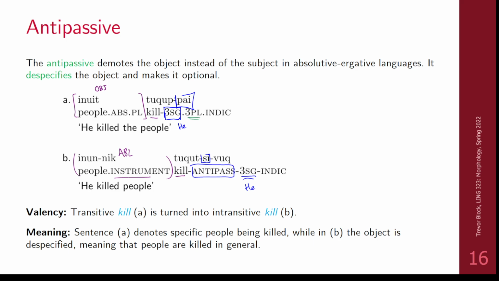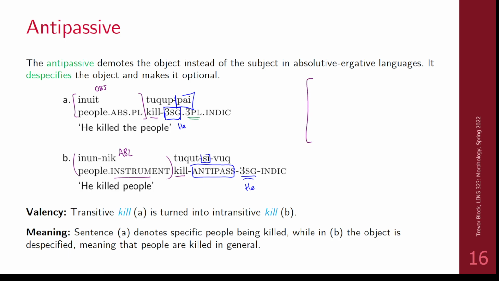Now, what does this do in terms of meaning? Well, it's very different from the passive. In terms of the antipassive, if you have an active sentence that specifies a group, what the antipassive does is it de-specifies that group. So it says it's not these specific things that you kill or these specific things that you wash, it's just something in general. So he killed people with the antipassive means in general he's a people killer.